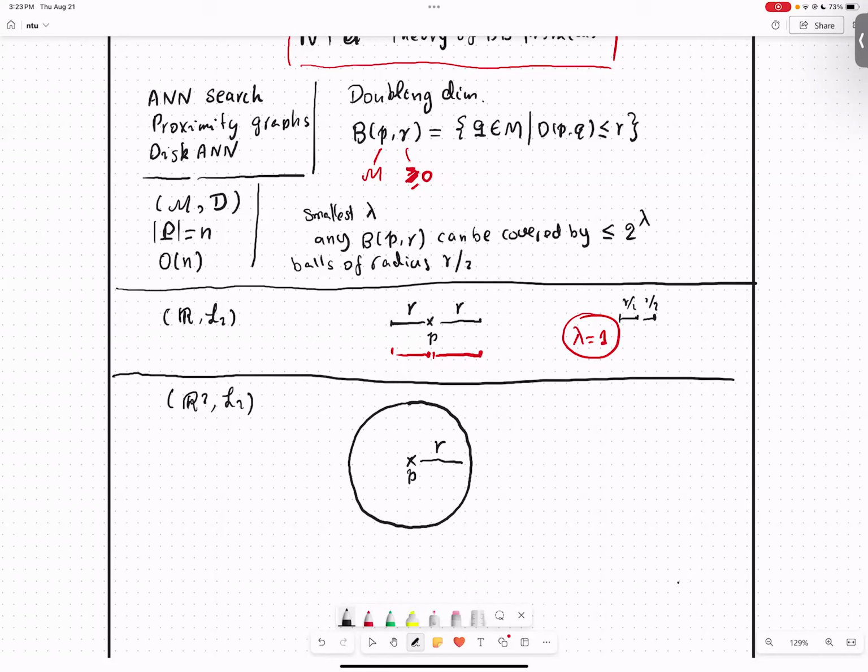Now you see, this is a circle, a ball. By the way, what's the difference between a circle and a ball? Circle, only the boundary. Okay, the ball also inside, all right? Okay, so now you got a ball of radius r. And how many balls of radius r by 2 do you need in order to cover this ball?